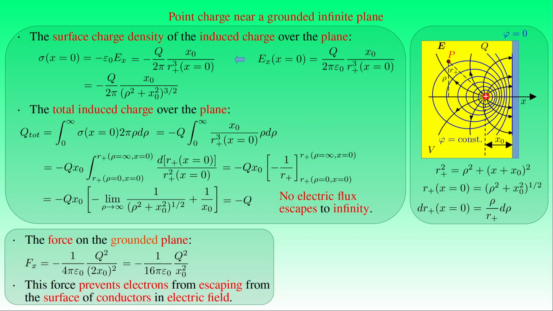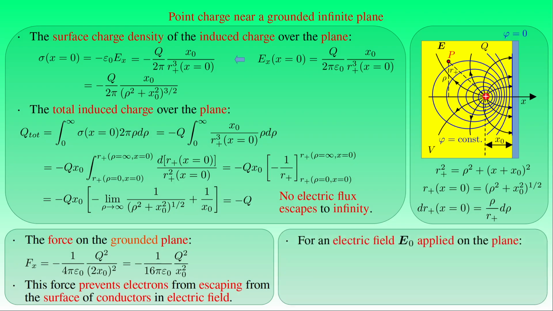If we apply a uniform electric field E naught on the grounded plane or the plate of the electrode, then a negative surface charge arises over the surface of the electrode, where the field lines terminate as there is no electric field in the conductor.